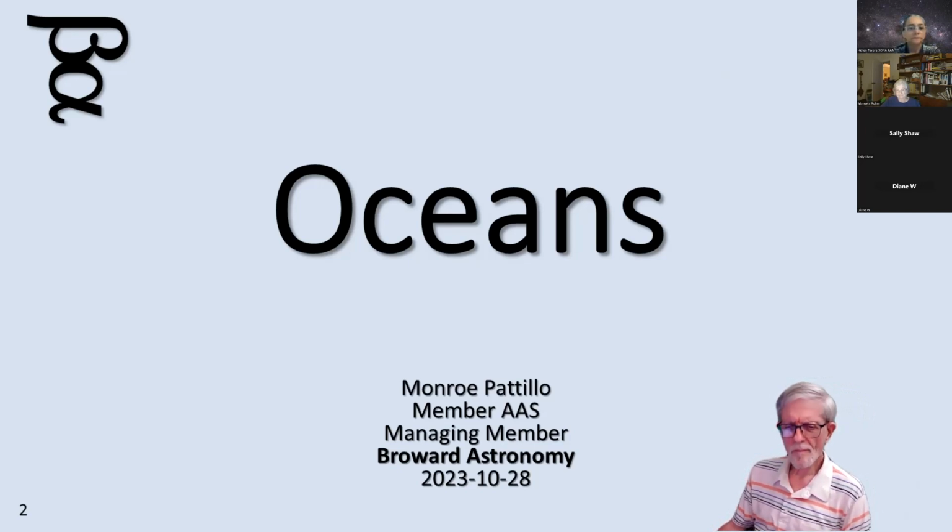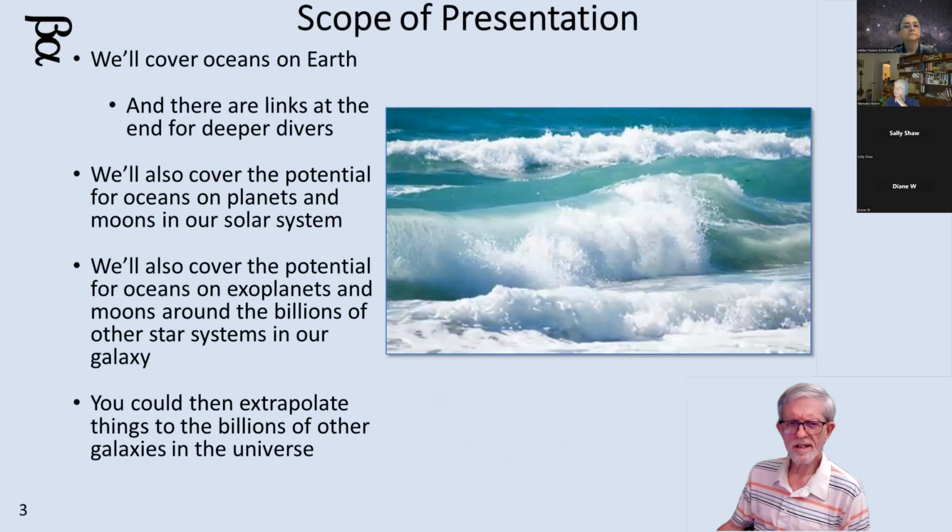This is a member requested presentation, but I've extended it beyond just the Earth's oceans to bodies of water that might be on other planets and moons and asteroids and comets elsewhere in the solar system, and spectroscopic detection of large amounts of water on exoplanets as detected by the James Webb Space Telescope. So we'll get into the minutiae of oceans. Everybody knows what an ocean is, but I cover a lot more detail than that. At the end of the presentation, there's a bunch of links for the deeper divers, the rabbit hole followers.